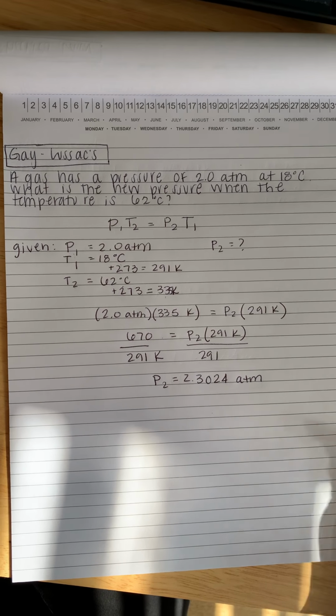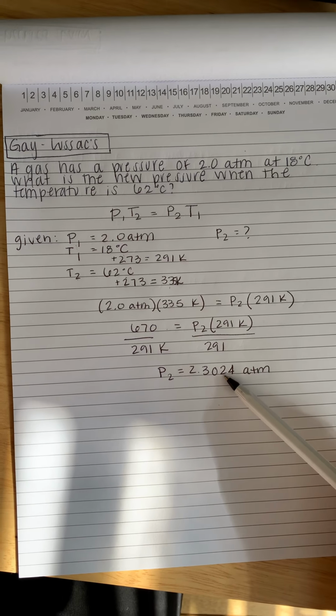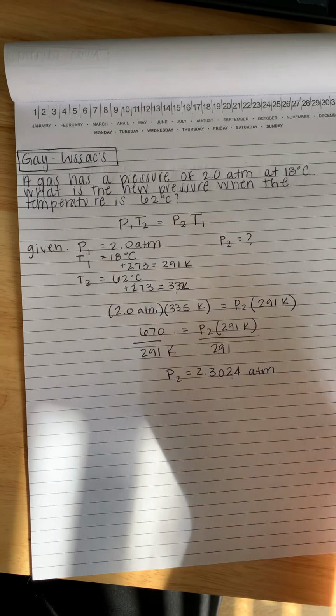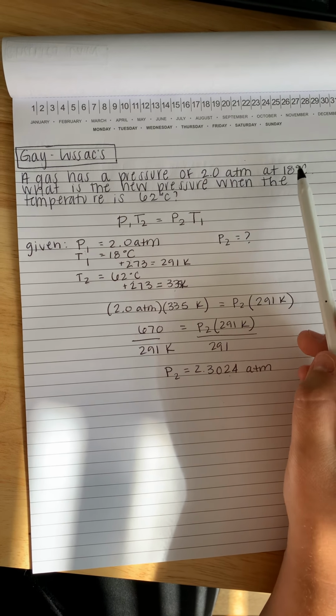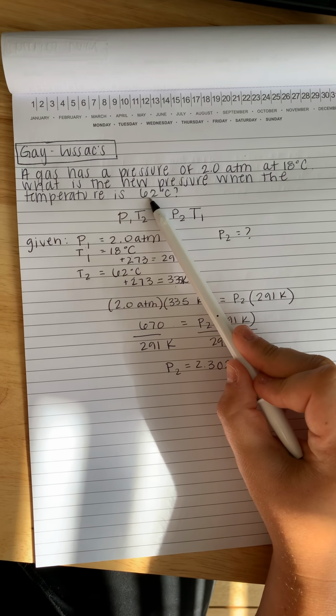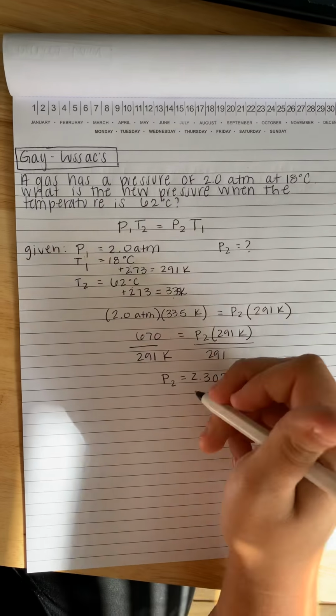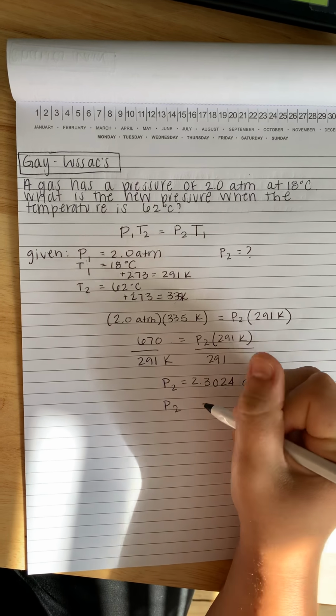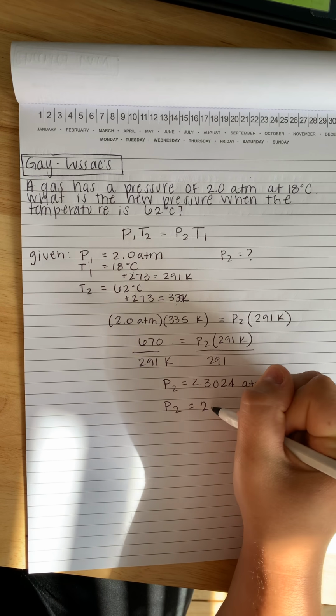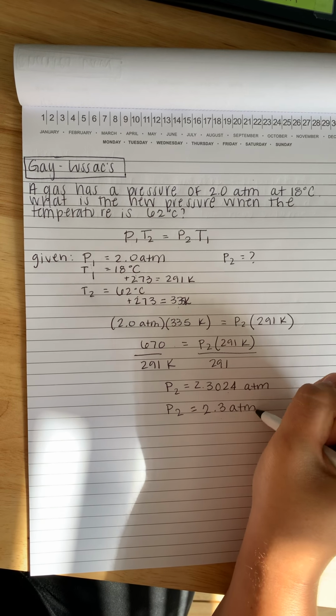So now we have to convert the final answer to the correct amount of sig figs. So back to our original problem, this number has 2 sig figs, this number has 2 sig figs, and this number has 2 sig figs. So we need to convert this number down to 2 sig figs. So our final answer, the pressure of the second gas, would be 2.3 atmospheres.